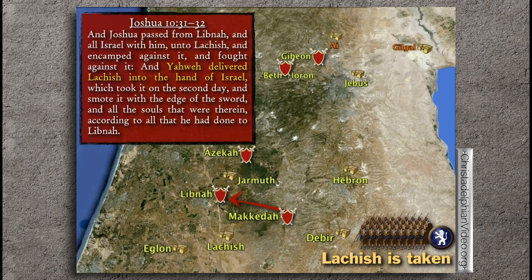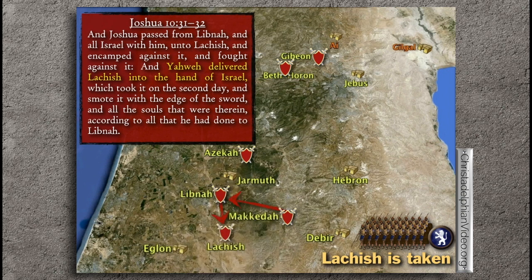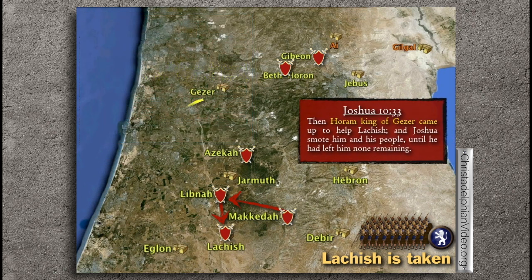And they go from Libnah now to the city of Lachish, which comes up later on in the time of Hezekiah. How do they do it? Yahweh delivers Lachish into the hand of Israel. And it's the second day they take it and smite it with the edge of the sword. And so they take that place over as well.